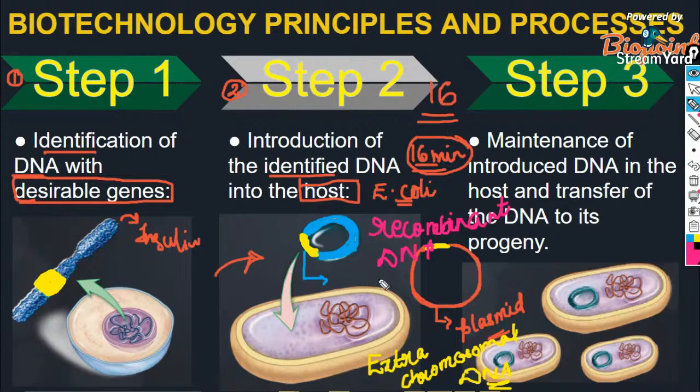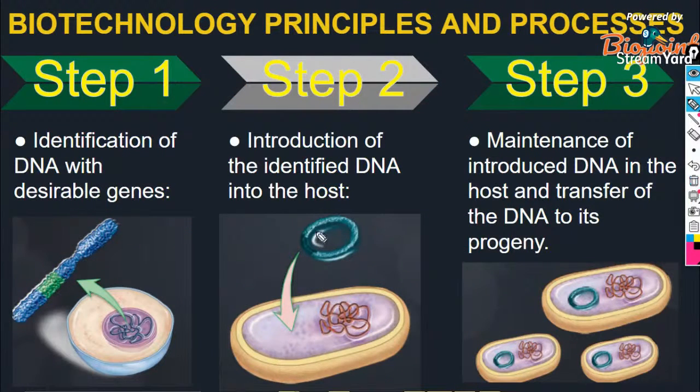Recombinant DNA, or simply rDNA. We have introduced the particular gene controlling human insulin production into the plasmid of E. coli bacteria. E. coli is the normal host we use in biotechnology.